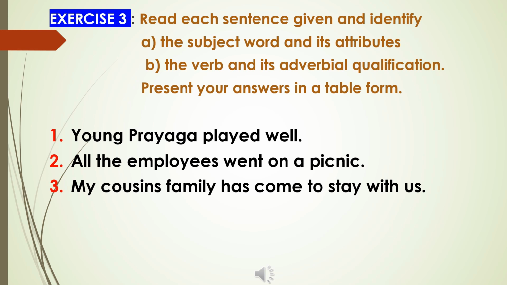Played is the verb. So well is the adverbial qualification. Second, all the employees went on a picnic. These two we are dividing into subject and predicate. Here, all the employees, subject, went on a picnic, predicate. Tell me, what is the subject word in this sentence? Yes, it is. This sentence is telling us about employees. So, attributes are all the. Now, take the predicate. What is the verb? Went. So, adverbial qualification, on a picnic. I hope you got the idea.